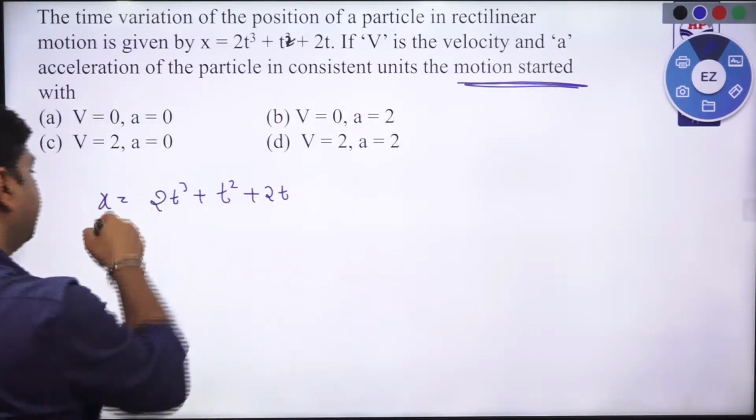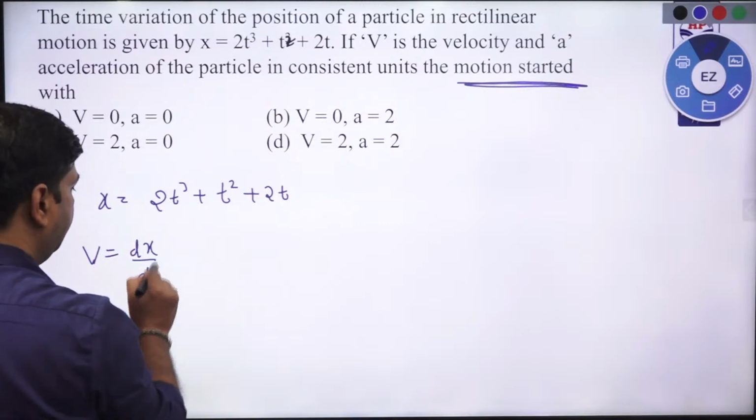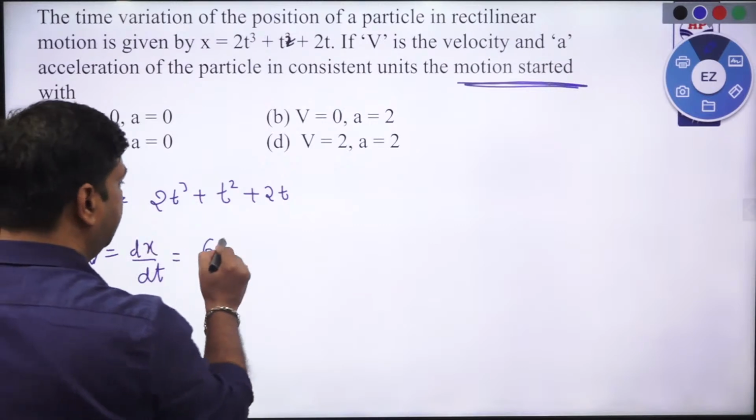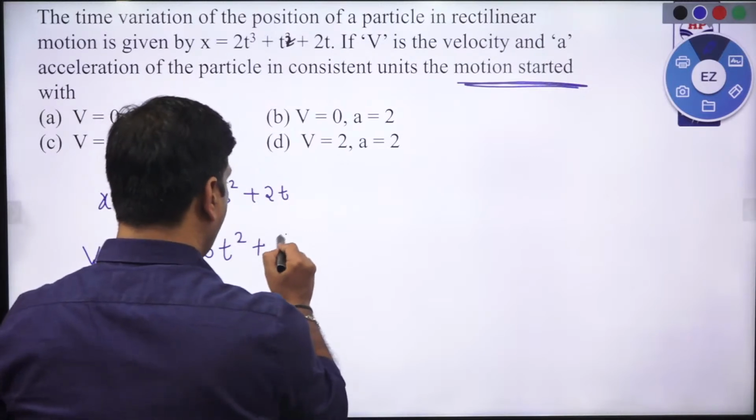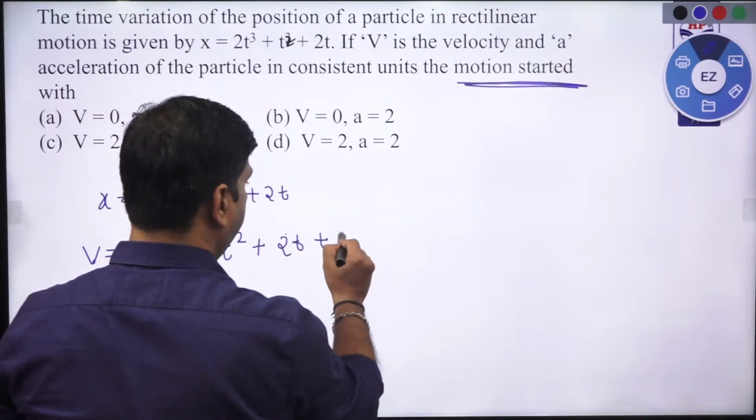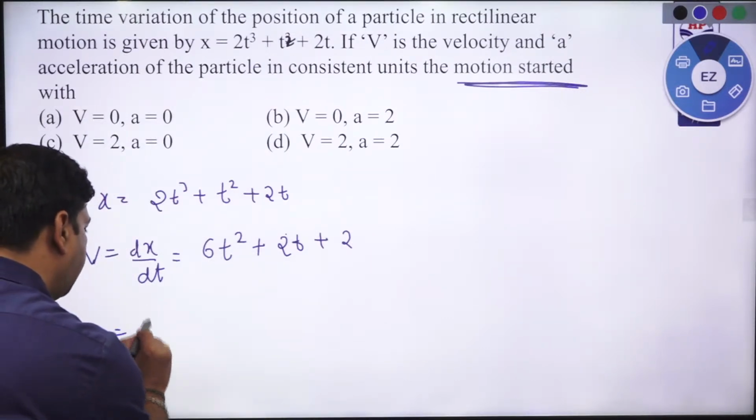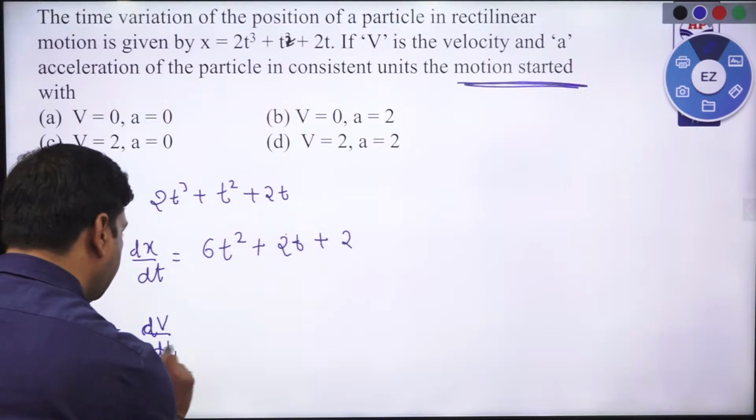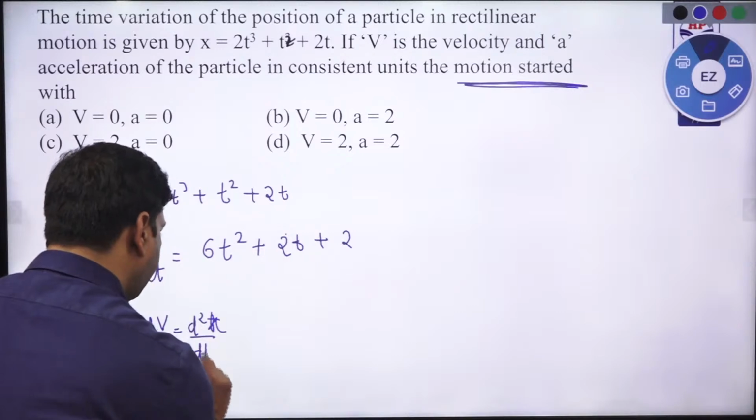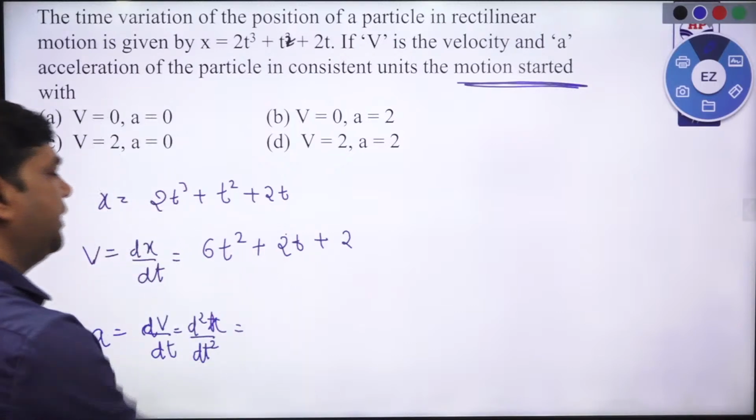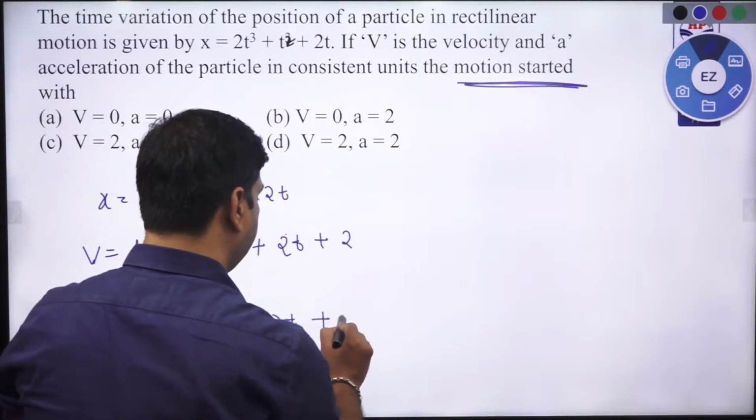So first of all, this is x, so v equals what? That is dx by dt. So we differentiate this one. That is 6t square plus 2t plus 2. This is the velocity. Now the acceleration is dv by dt, that is d2x upon dt square. We differentiate this one again. So that is 12t plus 2.